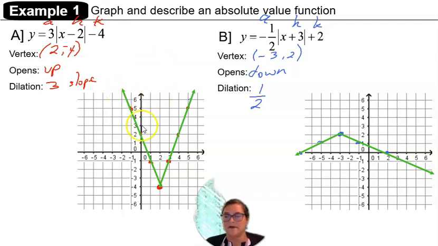So in example 1, we see the vertical stretch, the narrowing of the graph with the dilation of 3. In B, we see a vertical shrink, a widening of the graph with the dilation of 1/2.